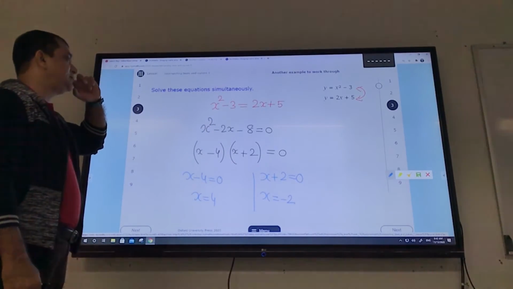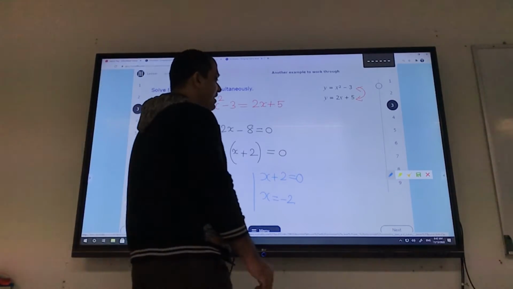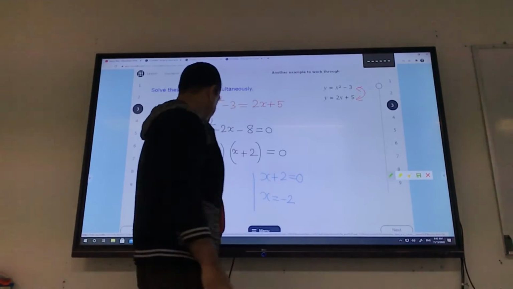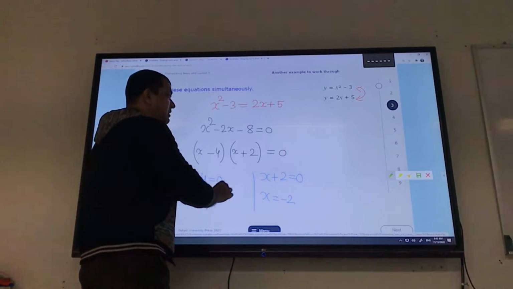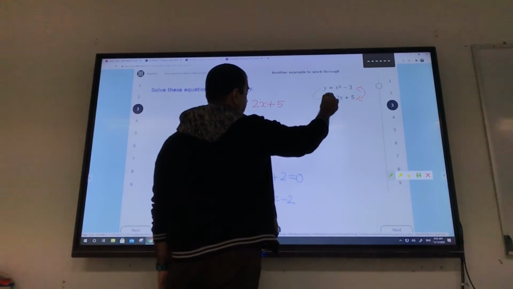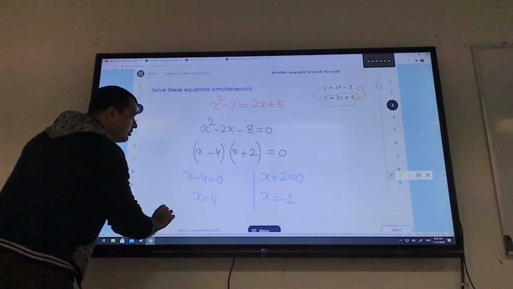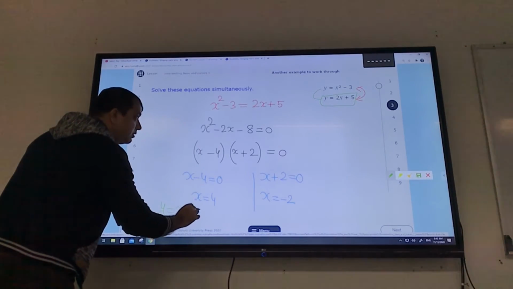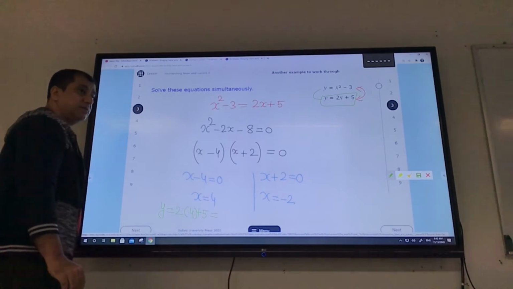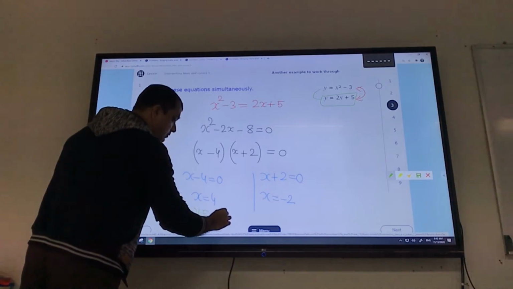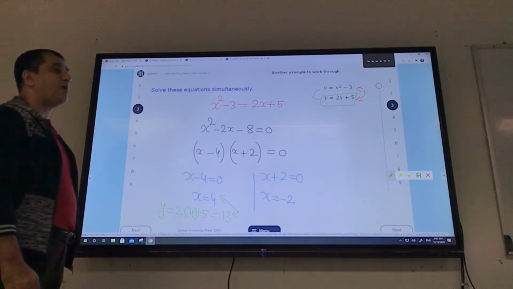Solve these equations simultaneously means we need x values as well as y values. How we can find y values? Take x equal to 4. So we can substitute this x equal to 4 in either of these equations. Let's use this equation, easier, right? So we get here y equal to 2 times 4 plus 5, 8 plus 5 is 13, right? So you want these x values and y values. So x 4, y 13.